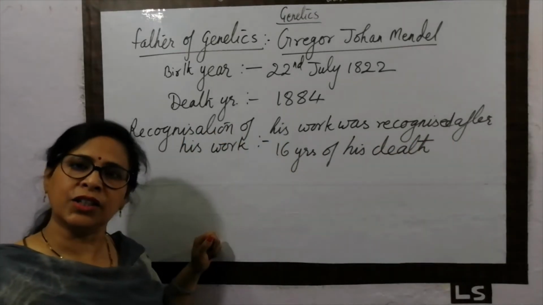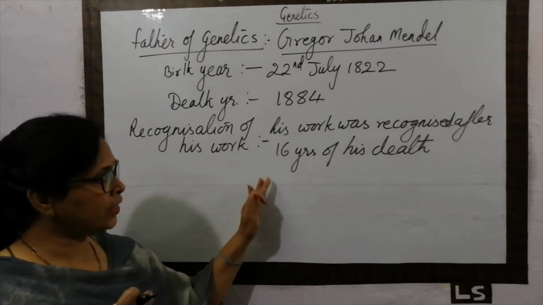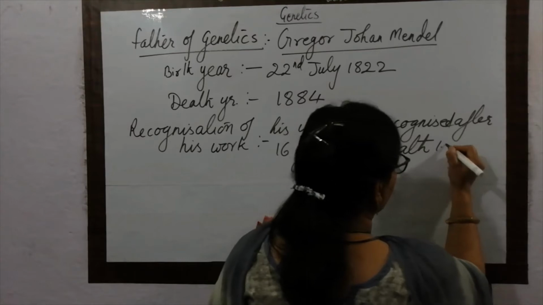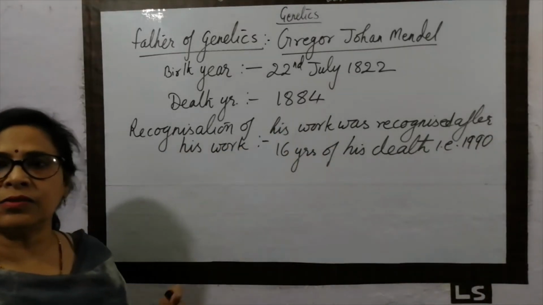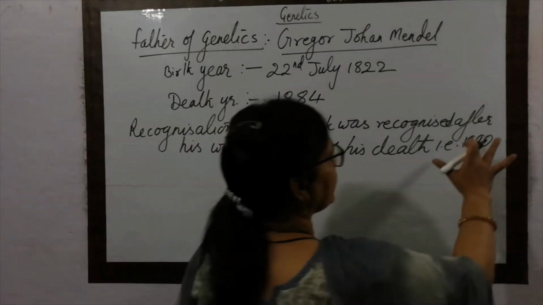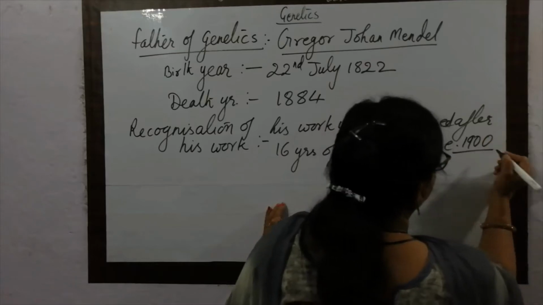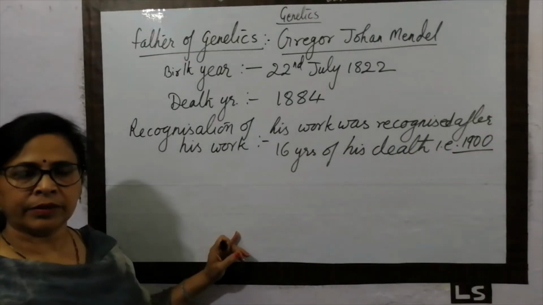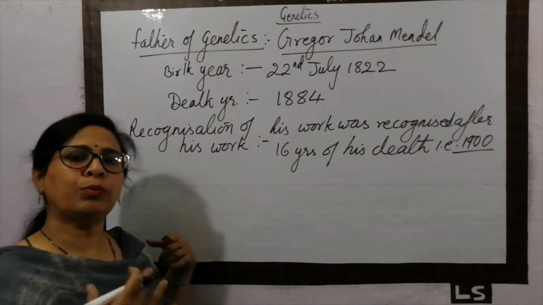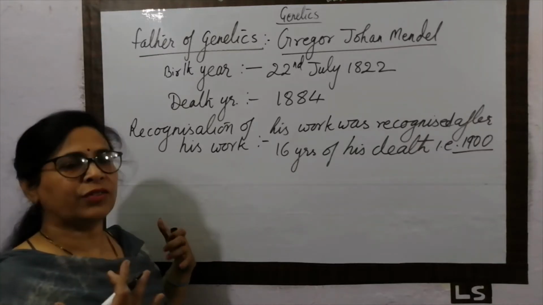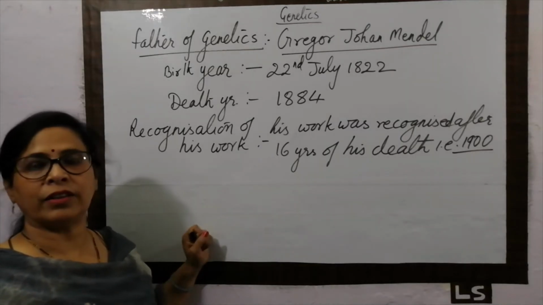And this recognition was given by 3 persons. 16 years after his death, if we count, is the year 1990. Okay, this work is remarkable. Not 1990, it is 1900: 84 plus 16, 1900. 3 scientists paid tribute to his contribution and gave his work a position. That's why we call him the father of genetics.